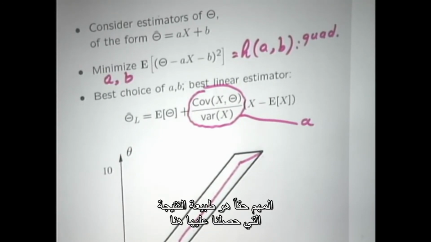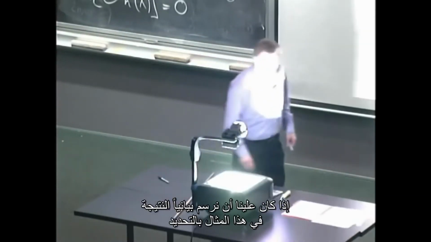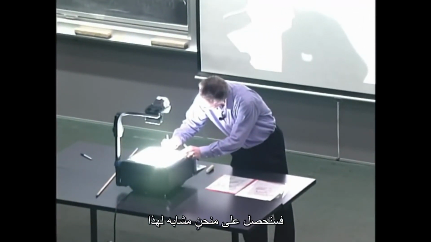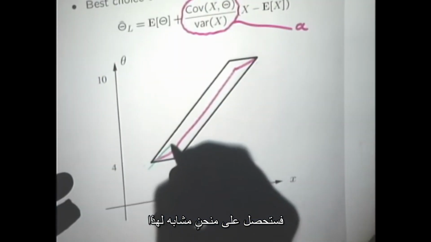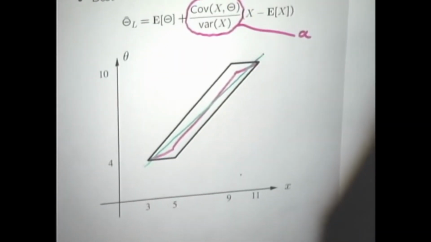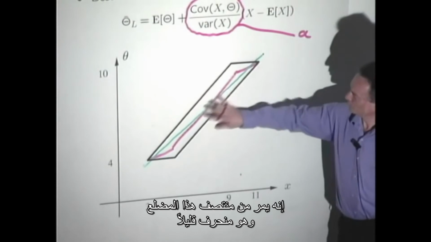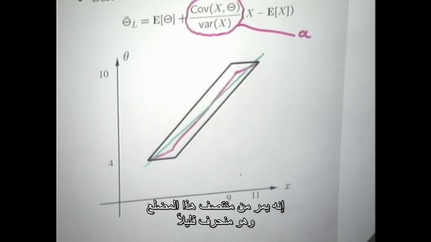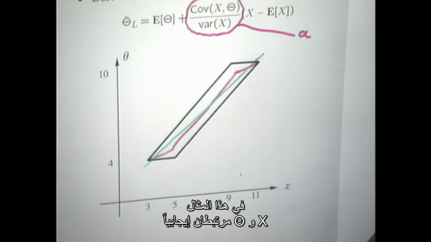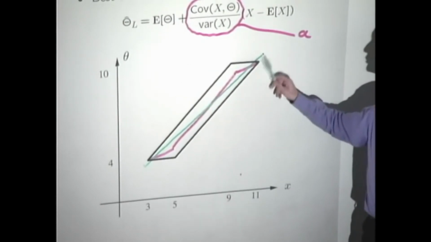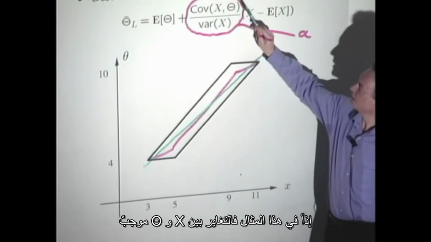The algebra itself is not very interesting. What is really interesting is the nature of the result that we get here. If we were to plot the result on this particular example, you would get a curve that's sort of something like this. It goes through the middle of this diagram and is a little slanted. In this example, x and theta are positively correlated. Bigger values of x generally correspond to bigger values of theta. So in this example, the covariance between x and theta is positive.